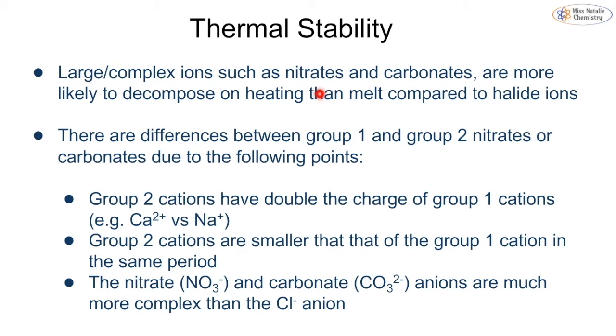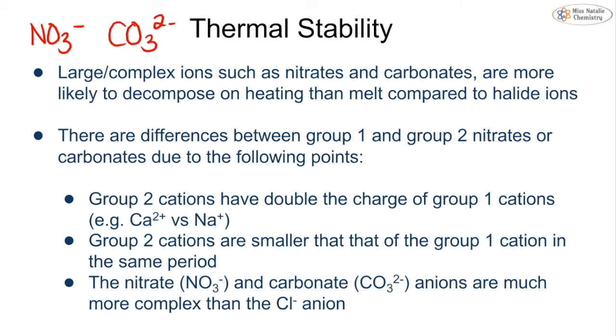Now, our large complex ions such as nitrates, which is NO3 minus, or carbonates, which is CO3 2 minus, are much larger than some of the other anions that you'll meet, such as chloride or bromide. These are more likely to decompose on heating rather than melt when you compare them to these smaller, less complex ions, such as the halides. So that's why we're going to focus on the thermal stability of just the nitrates and the carbonates.